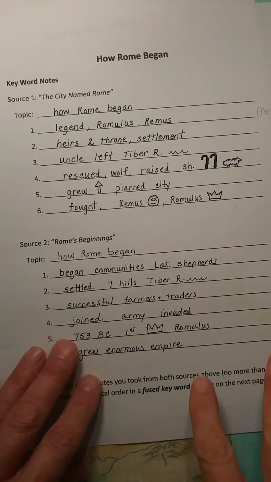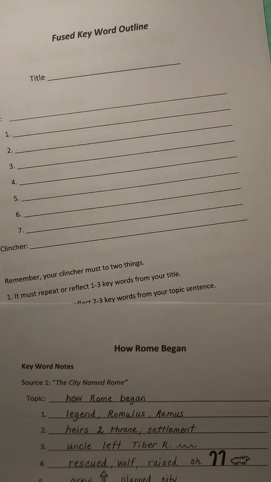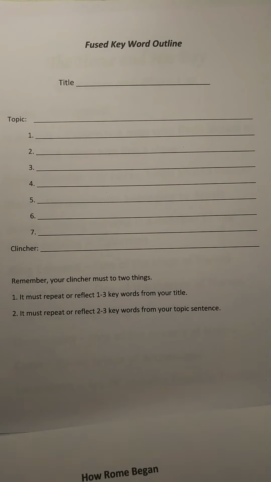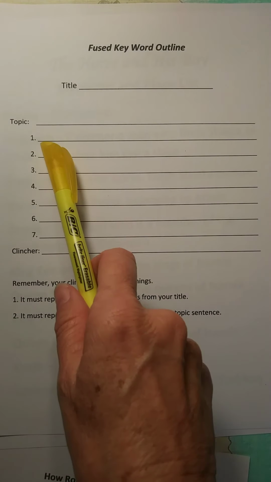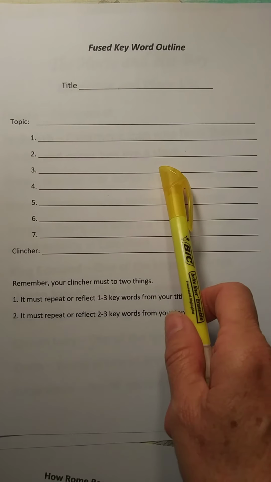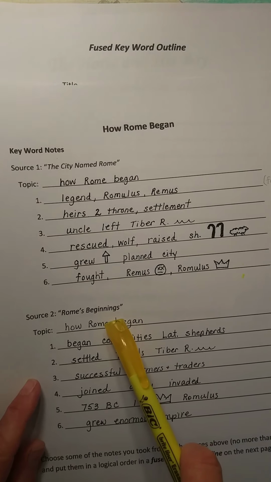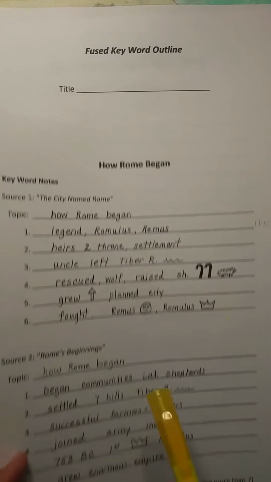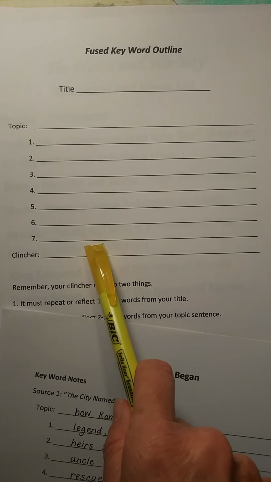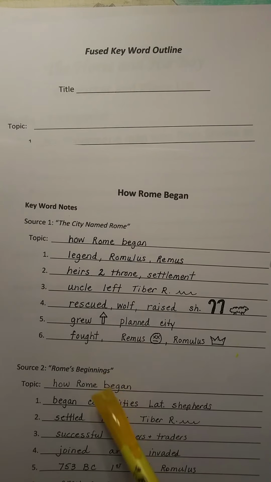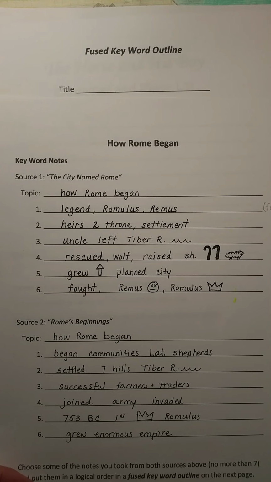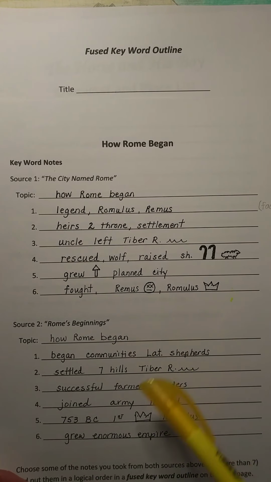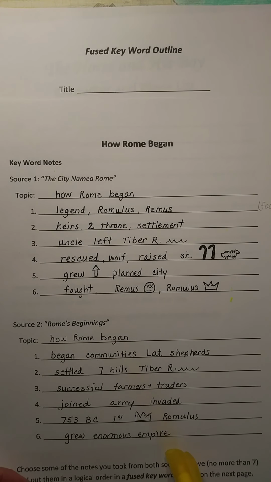So this page here, I've posted this for you also. You can print this out to write your keyword outline, choosing some from here and some from here. Okay, so you only have 7. You can choose 6 or 7 facts. 3 from here, 3 from here, 4 from here, 3 from here. Whatever combination you want that tells a logical story and flows well.